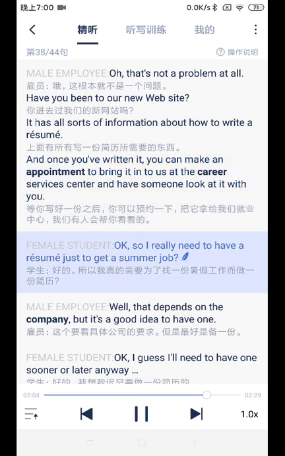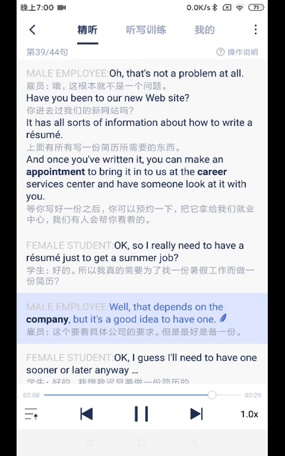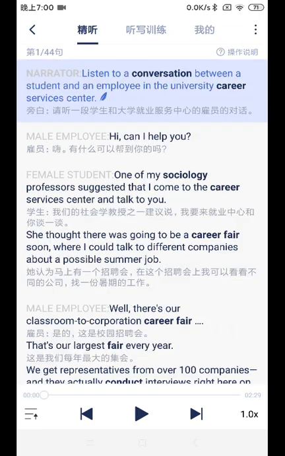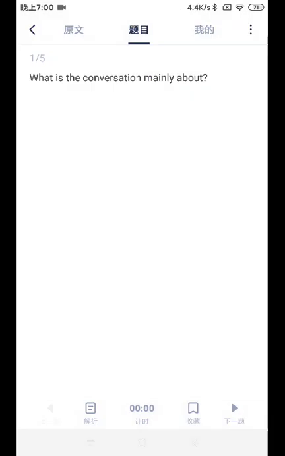Okay, so I really need to have a resume just to get a summer job? Well, that depends on the company, but it's a good idea to have one. Okay, I guess I'll need to have one sooner or later anyway. Oh, and we'll be adding other information to our website eventually. We'll have a list of the companies that are going to be at the career fair by the end of the week. You should check it out, and then maybe do some research on the companies. That should help you when you talk to them, too. What is the conversation mainly about?